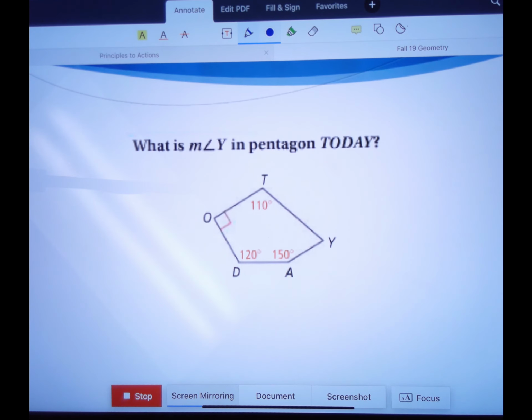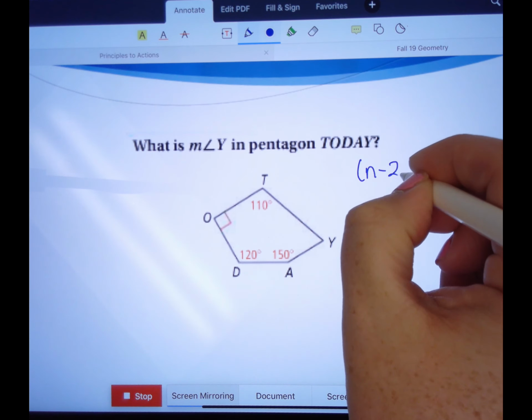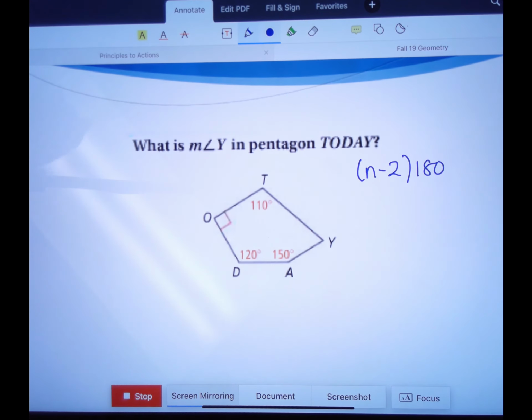Now, how would we find the measure of angle y? Do we know how many degrees are in the pentagon? How do we find how many degrees are in a pentagon? N minus 2. That's right. We're going to do n minus 2 times 180. We're going to use the very first formula that we talked about. That's how we find how many degrees are in any polygon. It doesn't matter if it's regular or not, right?